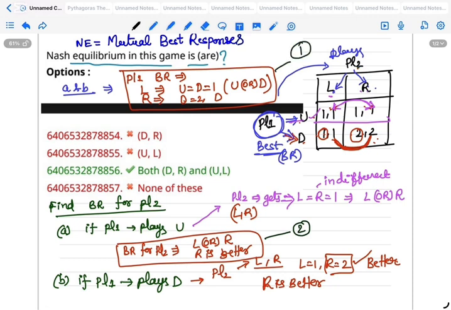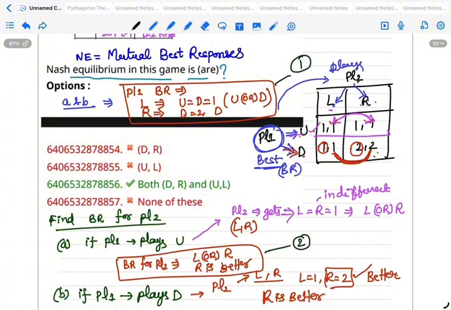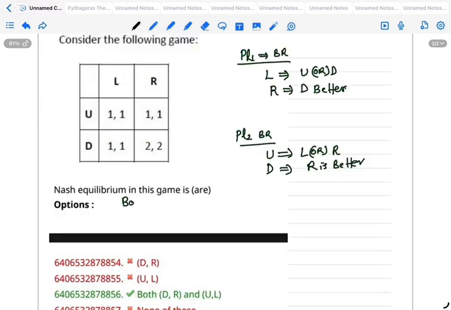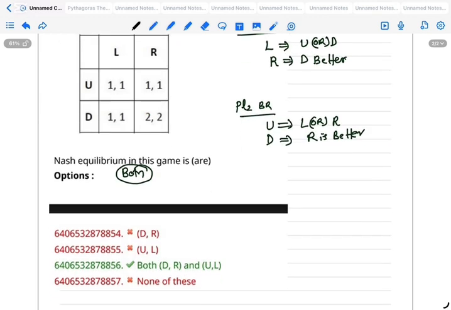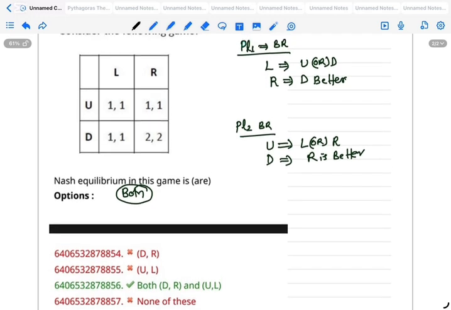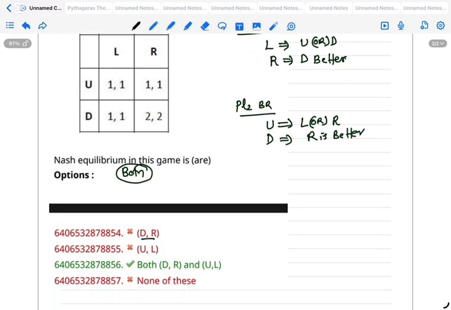So from both the conditions, Nash equilibrium is mutual best responses. We select the common condition from both. So D comma R. Not only this one is correct; in the other condition it is also D comma R, so D is better and R is better. This condition is correct. But there is another condition also.